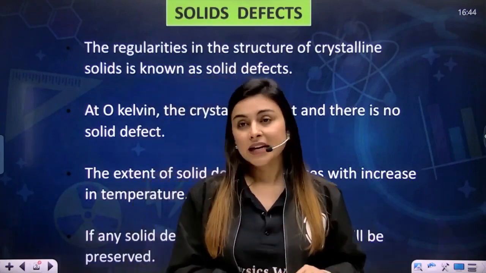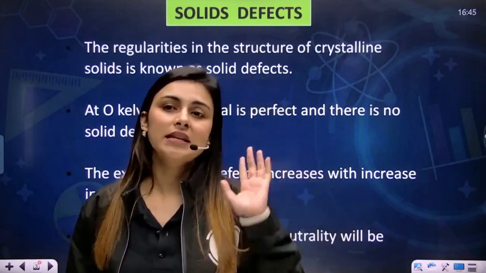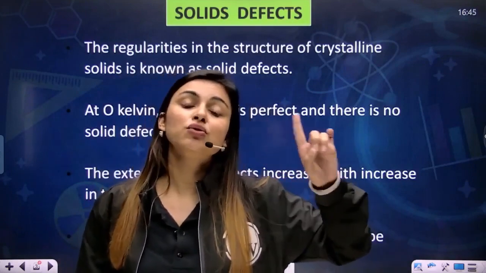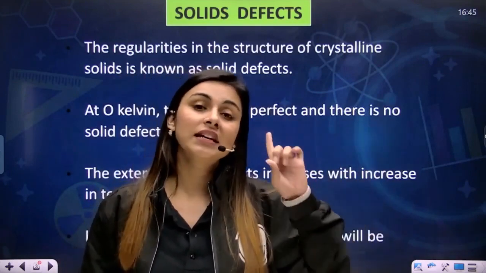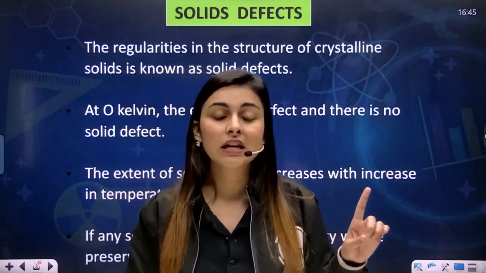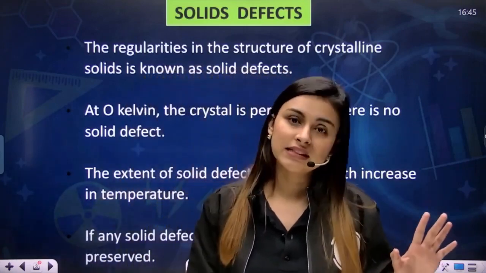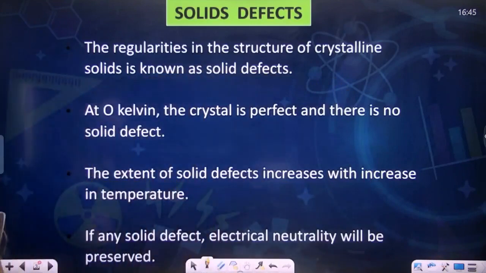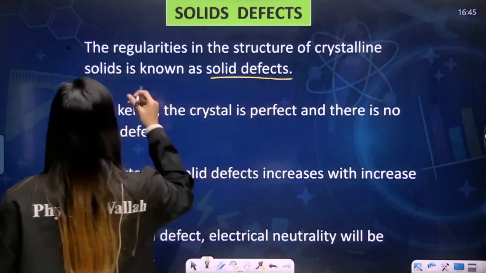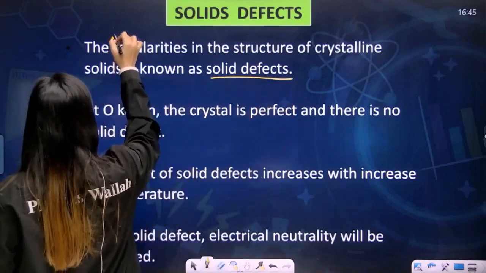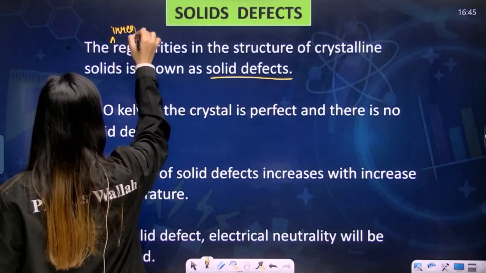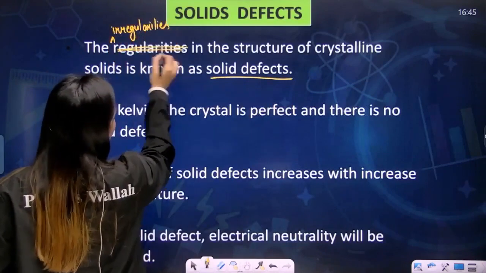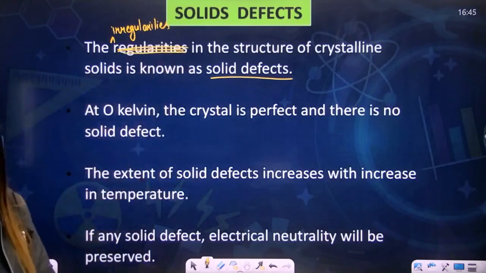Perfect. Next, my dear students, all the solids are still stable. Why are they stable? Because they will be stable as long as their electrical neutrality is maintained. As long as the electrical neutrality of a solid is maintained, it is completely stable. So now let's understand this. The irregularities in the structure of crystalline solids are known as solid defects. It should be irregularities. The irregularities in the structure of crystalline solids are known as the solid defect.